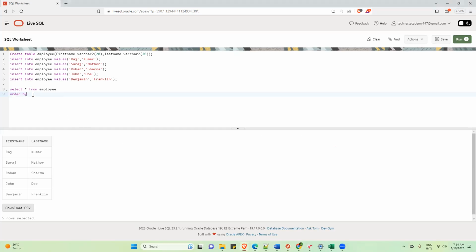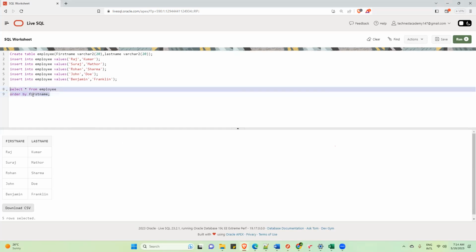Now, ORDER BY, then I will write first name. The engine will understand that the user wants to sort the data based on the first name. I'm executing this script. Now tell me, is this sorted in ascending order? So it is sorted by first name. ORDER BY first name, you've mentioned. Right. So is it sorted based on the first name? Yes, sir.